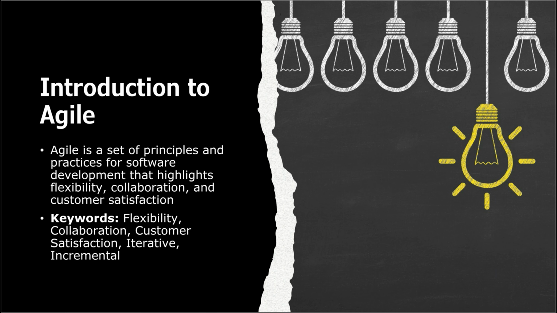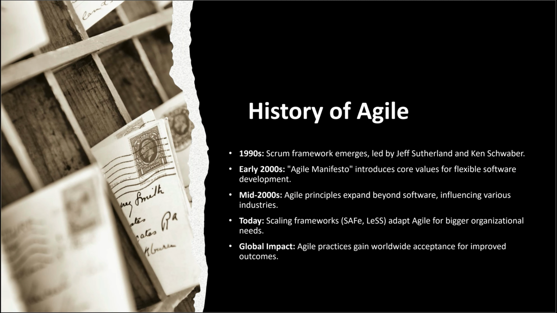What is Agile? Agile is a collection of principles it follows to manage software development with a focus on adaptability, teamwork, and satisfying customers. We will explore key concepts and methodologies in a few minutes.